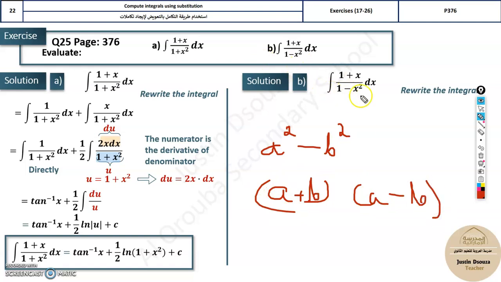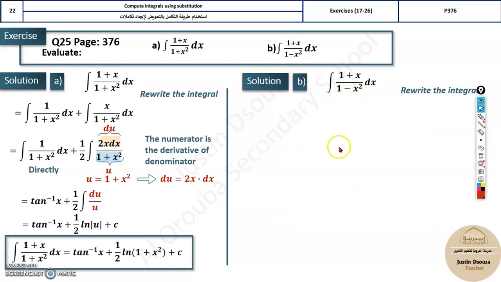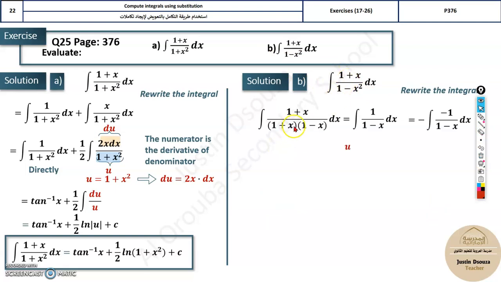Use the same formula here. 1 can be written as 1 squared, so it becomes (1 plus x)(1 minus x). Now solve it. This cancels because it's multiplication. In the earlier one it was plus everywhere, so you couldn't cancel it directly, and you can't split it because there is no formula to split it. This one I can. So it cancels, and what remains is 1 by 1 plus x.